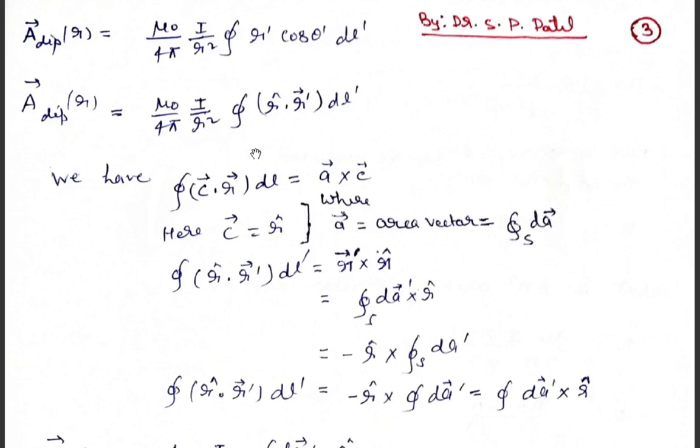Now if you look back at our expression, the vector potential due to a dipole, we have a line integral over a closed path of dl prime, r unit vector and r prime vector. Here also we have a dot product of two vector quantities. But in the present case, in place of the c vector we have the r unit vector, and in place of the r vector we have the r prime vector.